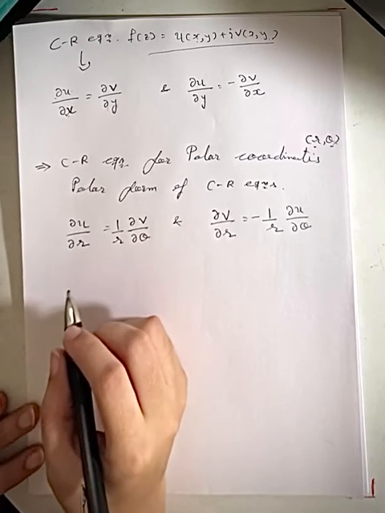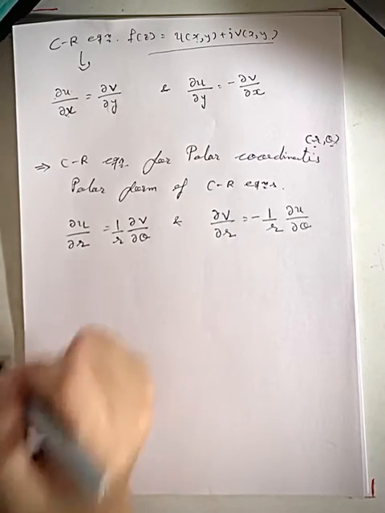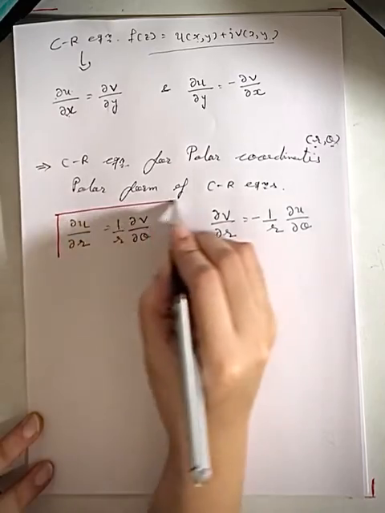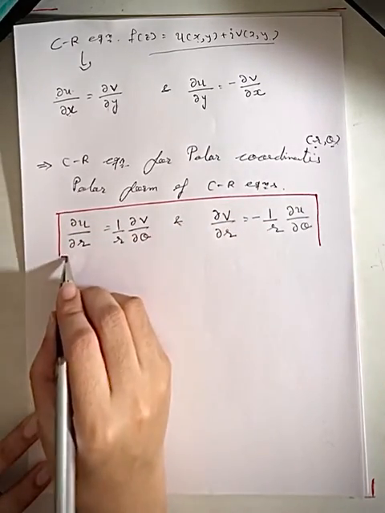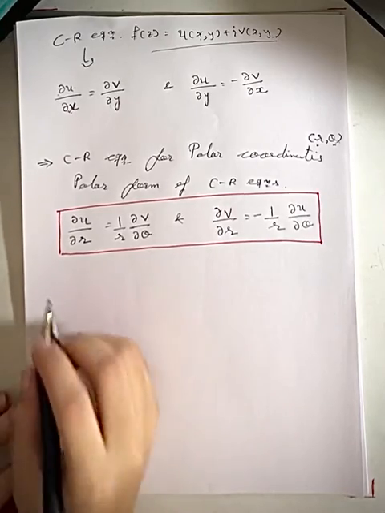and yes, the thing we'll see later on. So this is it. These are the polar form of CR equation. You should note this down. Sometimes they are helpful in solving some problems. After seeing this, we will study one more little topic, and that is called harmonic functions.